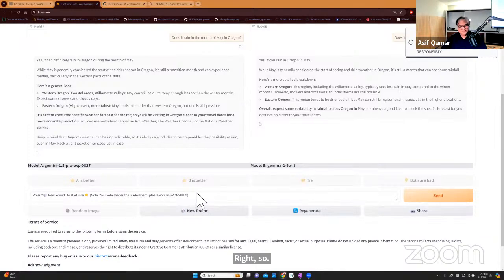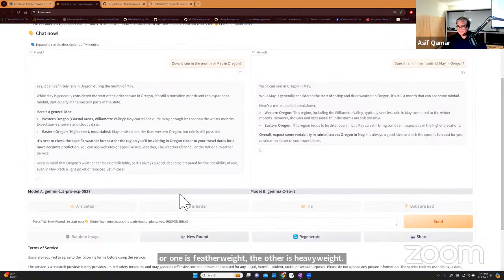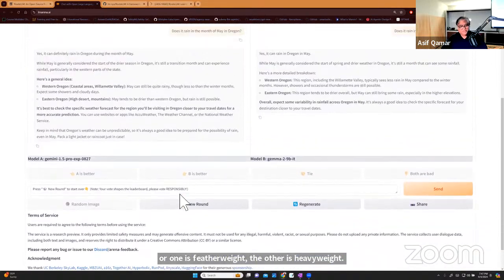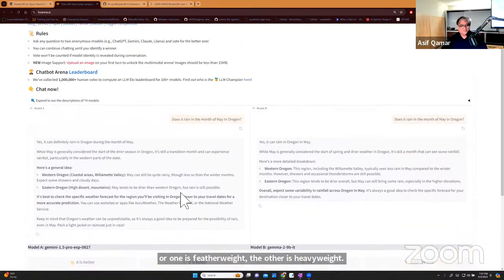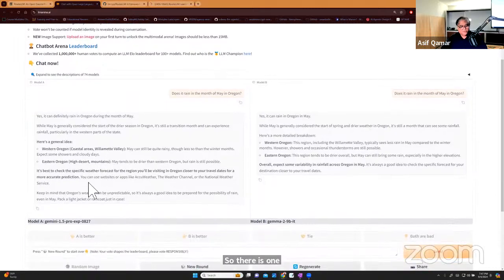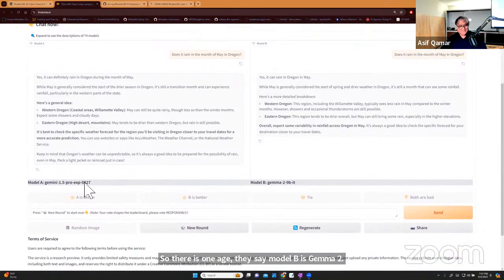And let's try something else. So what were the models? Is one featherweight and the other heavyweight? In this case, they haven't shown you which model it is, but I believe there is a way to ask it to reveal. Model B is Gemma 2. Yeah, right here it says. So it's Gemini 1.5 Pro, and the other one is Gemma 2.